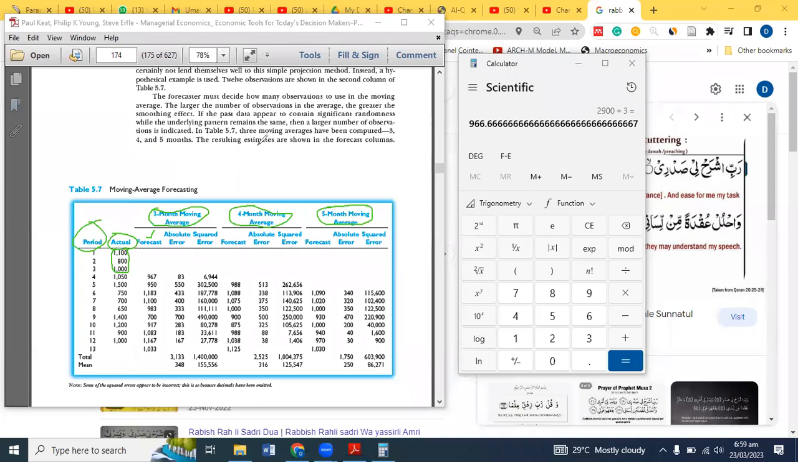Let me clear. The next 3 values start with 800. 800 till 1050. 800 plus 1000 plus 1050 divided by 3. Okay. This is a forecasting.